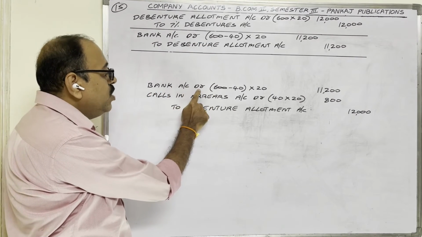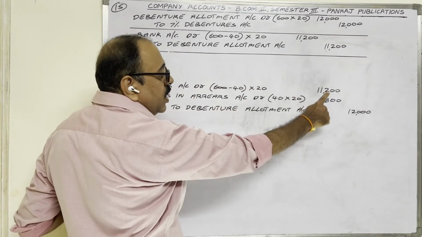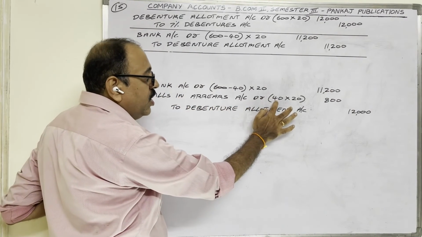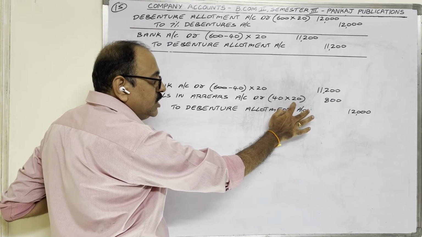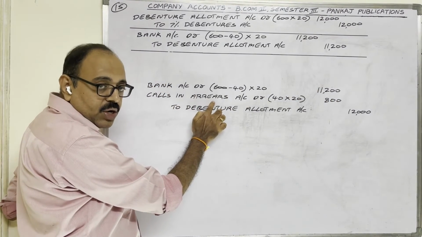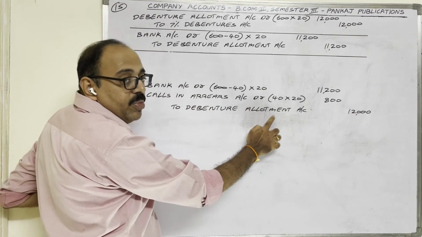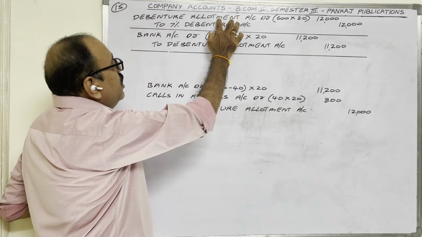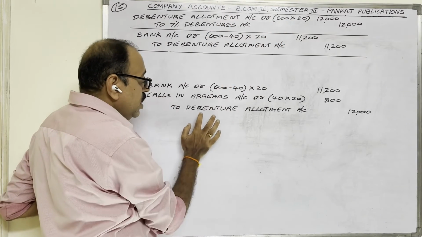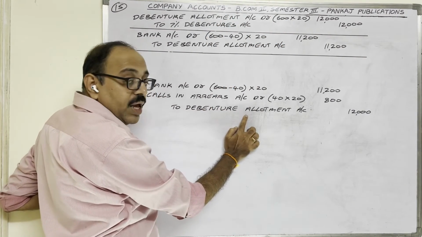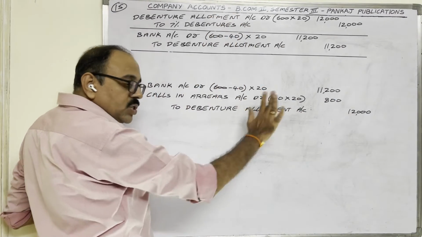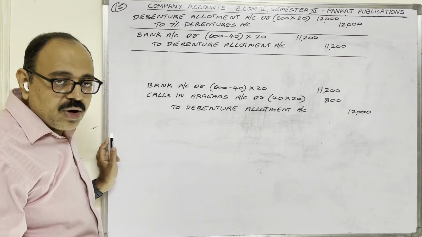See, bank account debit, 11,200 is coming. Calls in arrears account debit: on 40 debentures at the rate of 20 rupees each, 800 is not coming. That amount we have to debit to calls in arrears account, to debenture allotment account. So in the first entry, we created debenture allotment account with 12,000. Now in this entry, we are closing that account with the same amount. So debenture allotment account is closed. There is no debit balance in that account.